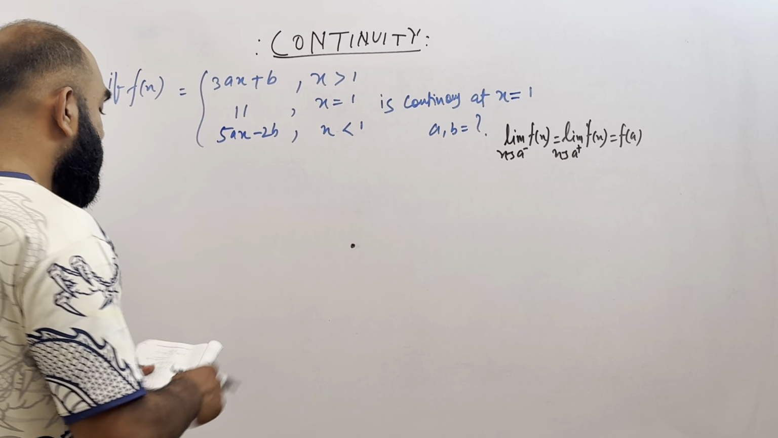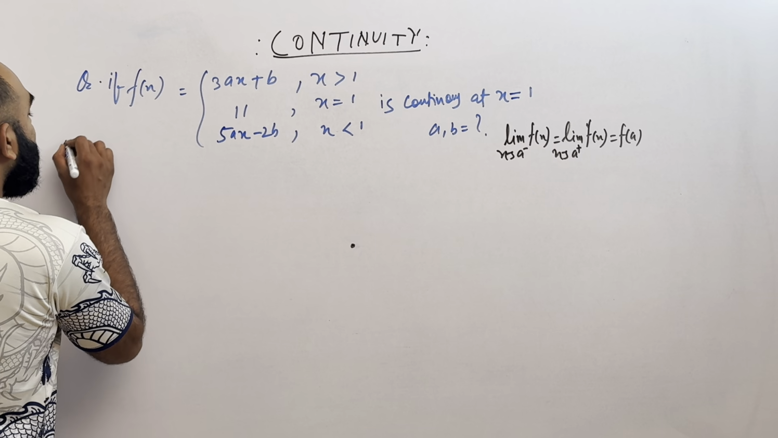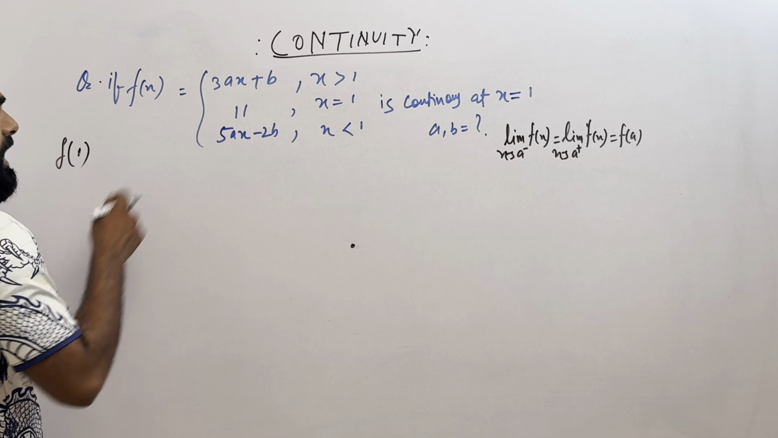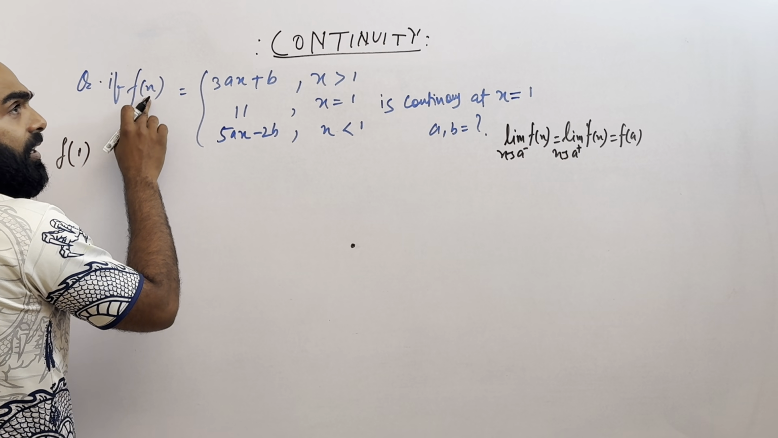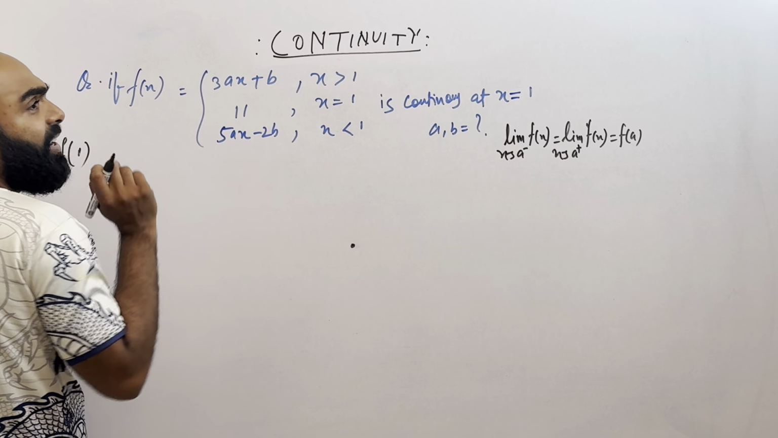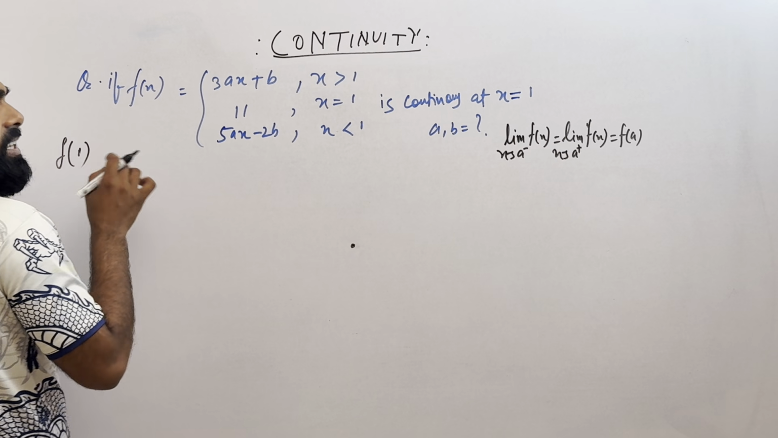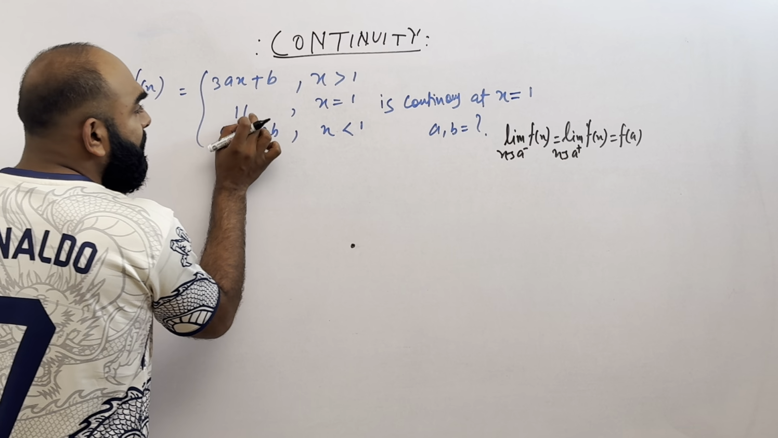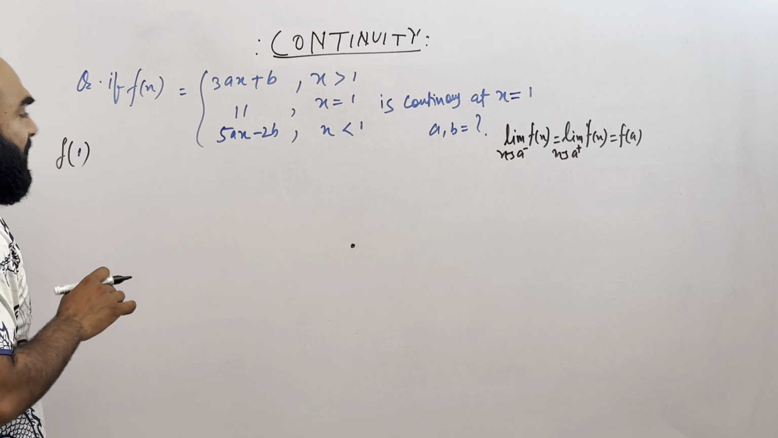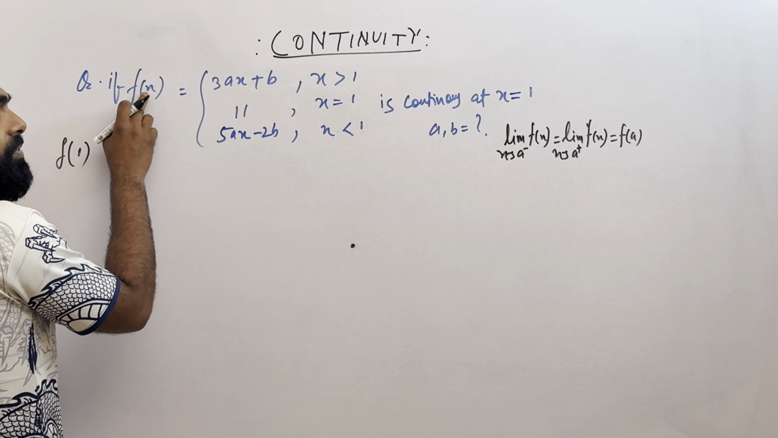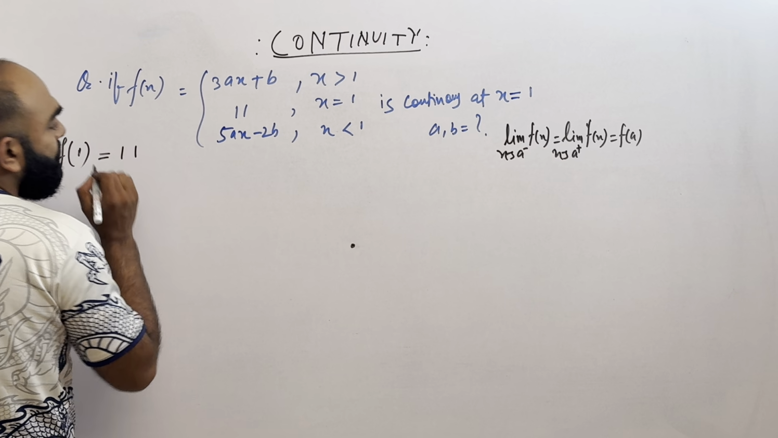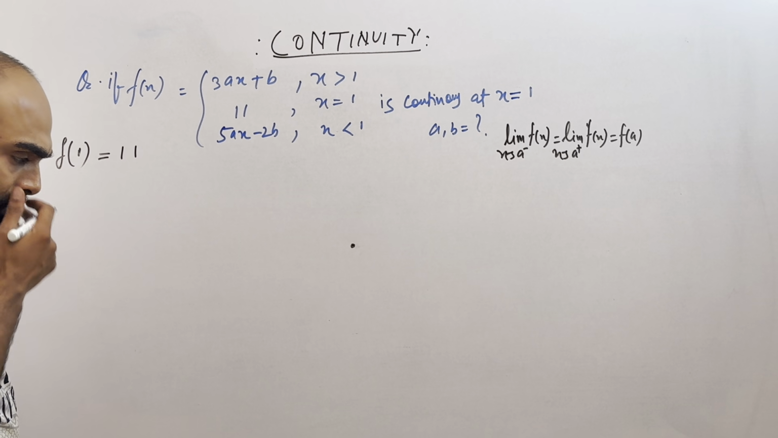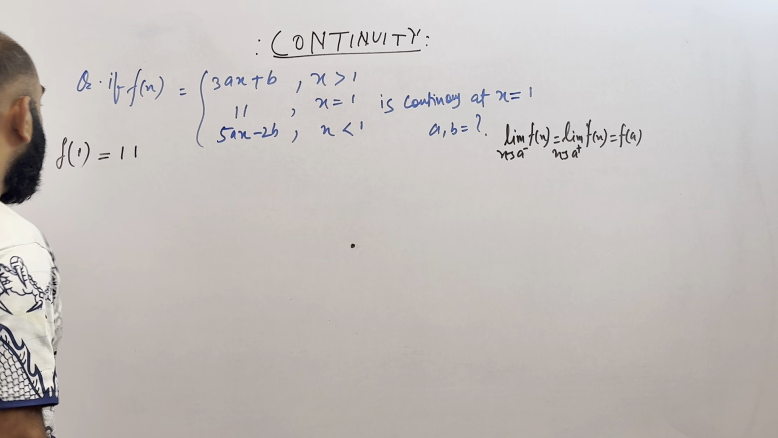Correct, sir. Means start the question, sir. Tell me, what is f of 1? Sir, f of 1 means at x is equal to 1, in place of x, you keep here 1. So f of 1 value is 11. They are saying only this function f of x is equal to 11 when x is equal to 1. So f of 1 value is 11 only. Correct, sir. Go for next one.